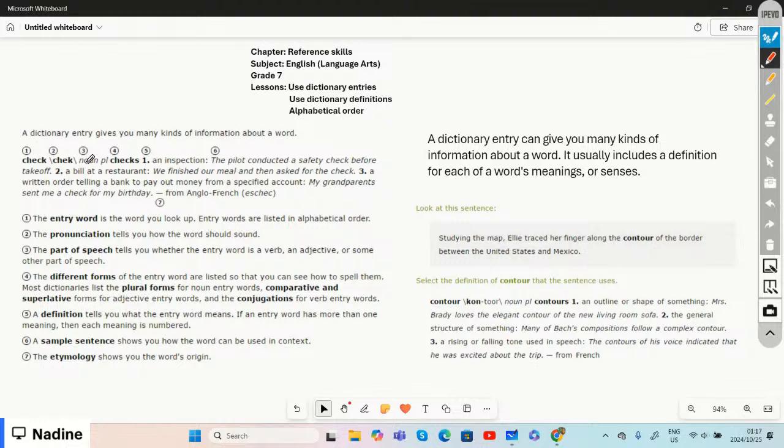Because if you're looking for a word, it would be so much easier for you to spot it, because your guide words will be there to tell you that this word belongs here, in between these words, or just before or after that specific word.